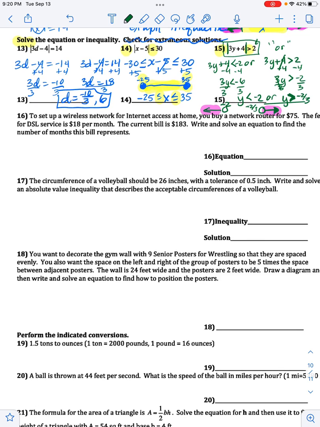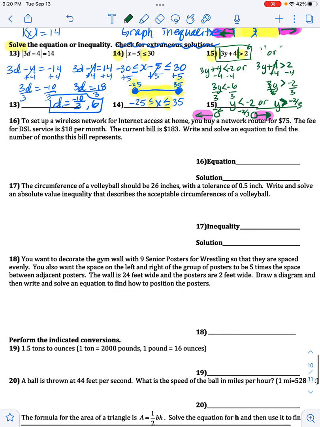Okay. I'm just reading this next problem. Okay, so what am I doing? I like to know what I'm doing. It says write and solve an equation. So I already know this is not going to be a greater than or less than. And it says to find the number of months. So we're going to let our unknown be m for the number of months.